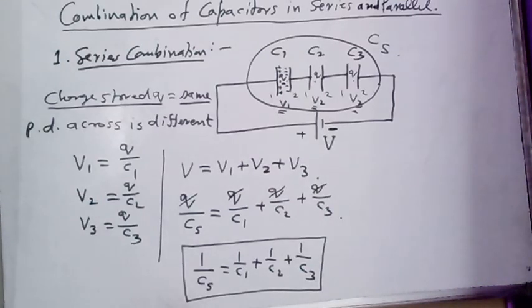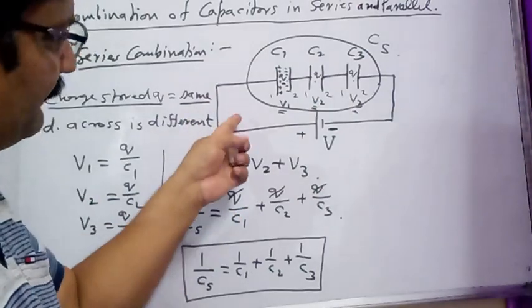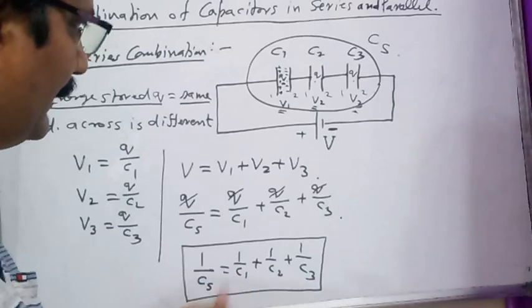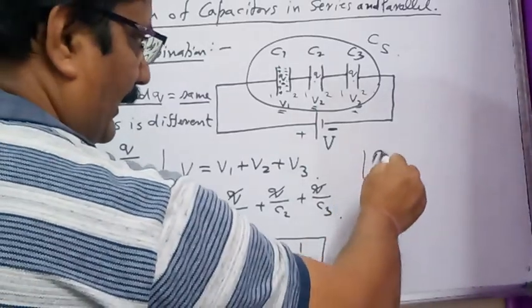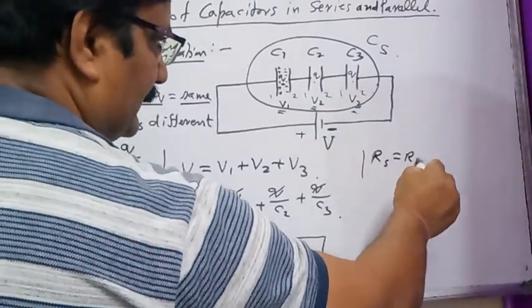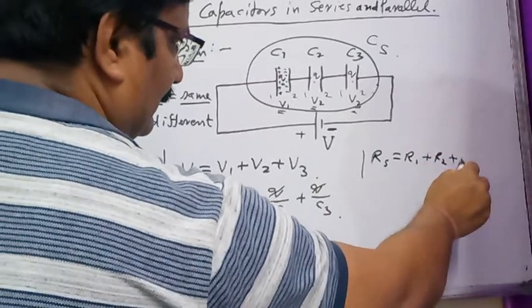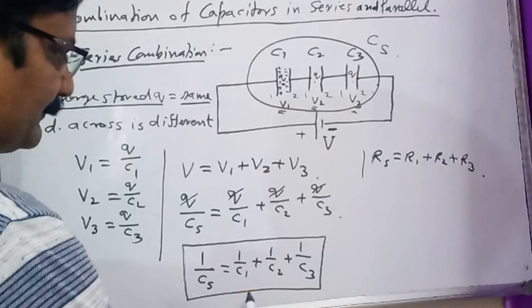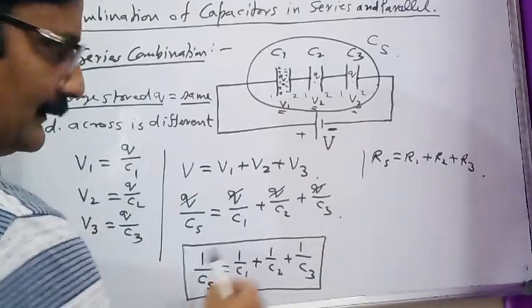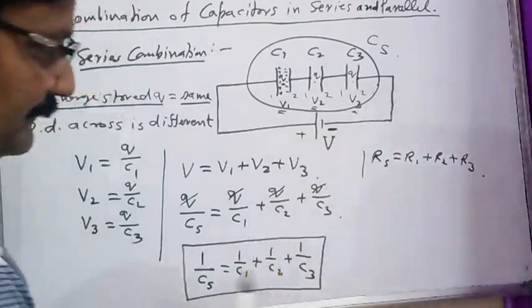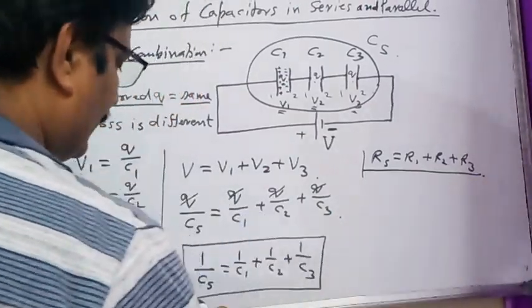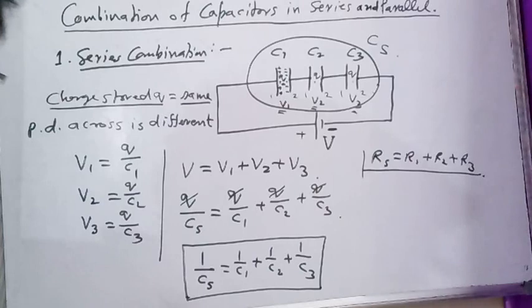So students, remember, in series combination of resistors, the formula is written as RS equals R1 plus R2 plus R3. And for series combination of capacitors, the formula is entirely different. So remember this difference between combination of resistors and combination of capacitors.